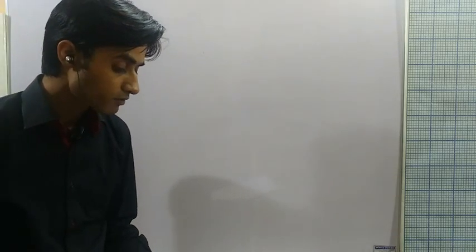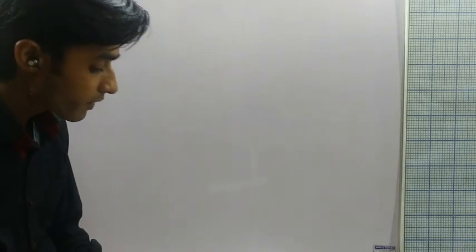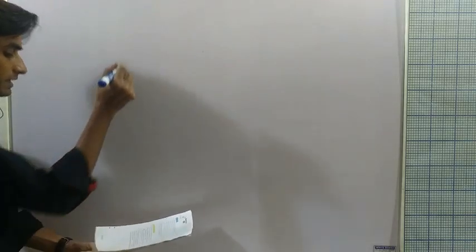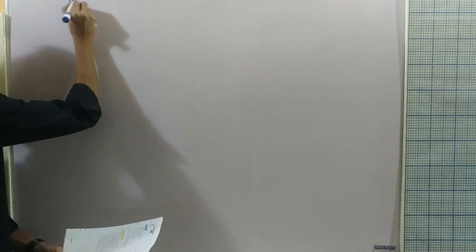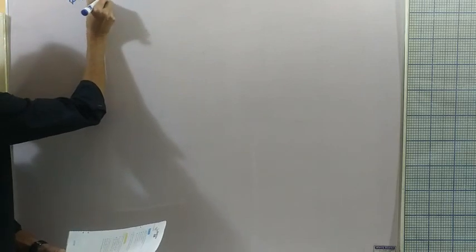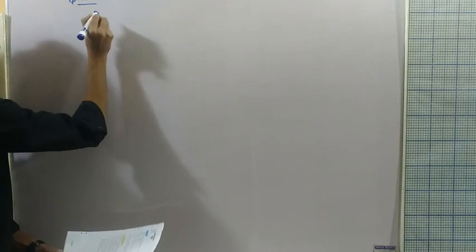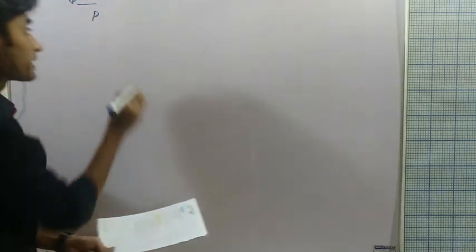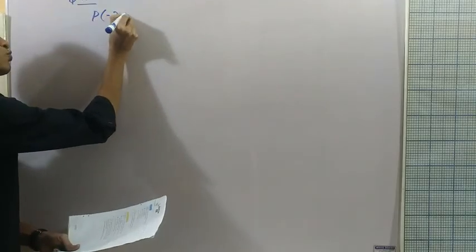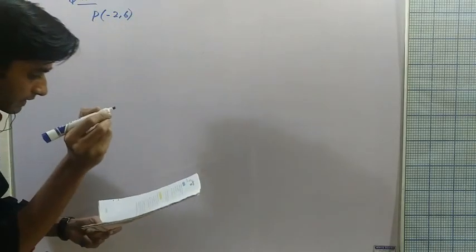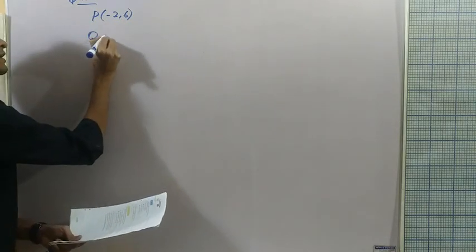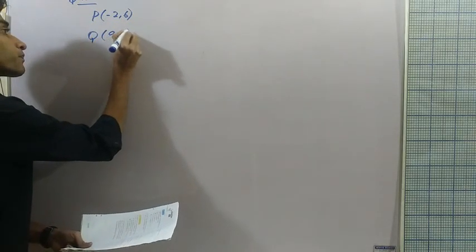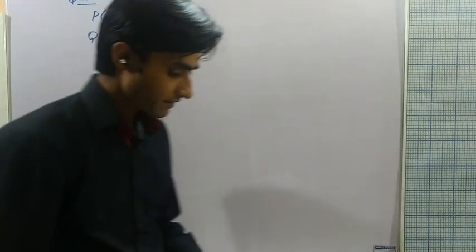Given that the coordinates of the points P and Q are respectively -2,6 and 9,3. This is question number 3 that I am discussing. 2 points are given. P and Q. P is -2,6 and Q is 9,3. These are the 2 points given.